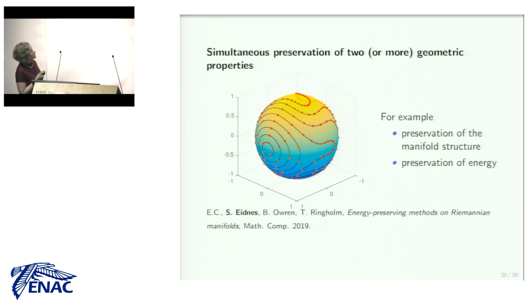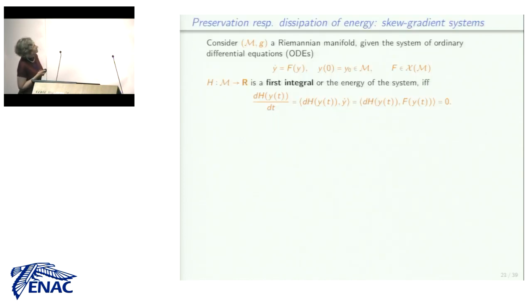I wanted to describe a little bit of these methods which combine manifold structure with integral preservation, preservation of first integrals. This is also a recent work, and this nice plot is due to Sölve Eidnes. Energy preserving methods based on discrete gradients for Euclidean spaces are very well known, and they were designed in the 90s at least. So what we have done recently is to extend this to Riemannian manifolds.